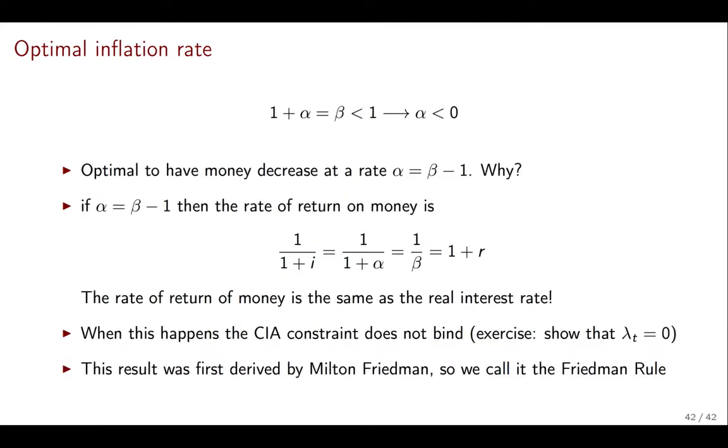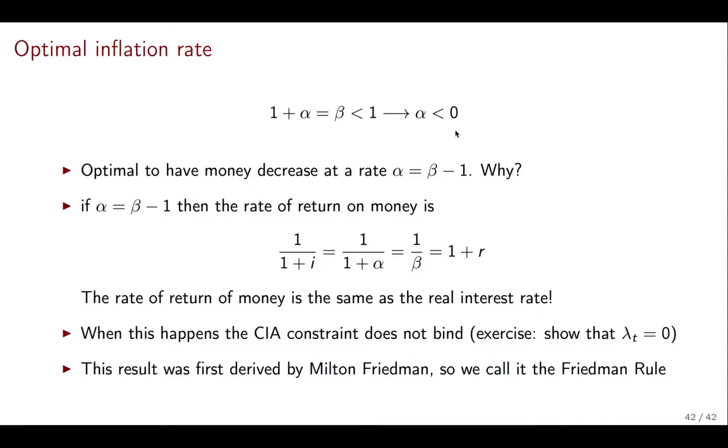So let's look at it. For this equality to hold, we're going to need that 1 plus alpha is exactly equal to beta. But beta is less than 1. So this is implying that alpha, which is going to be equal to beta minus 1, has to be negative. So it is optimal to have the money supply decrease at a constant rate of beta minus 1.